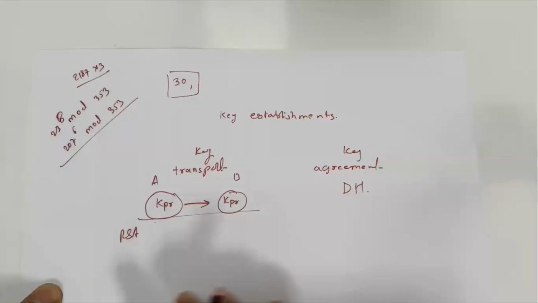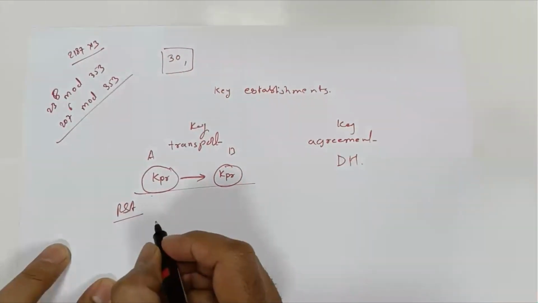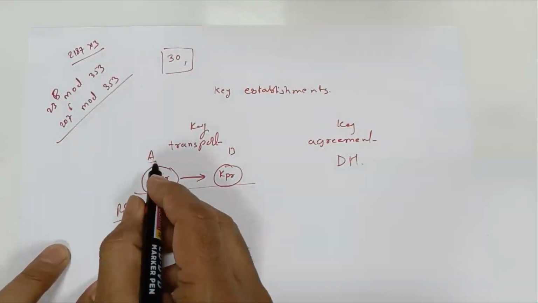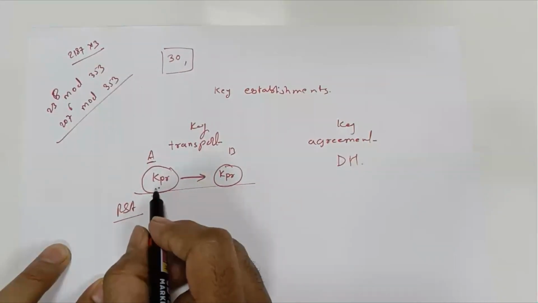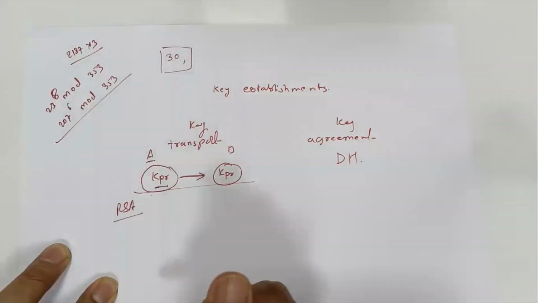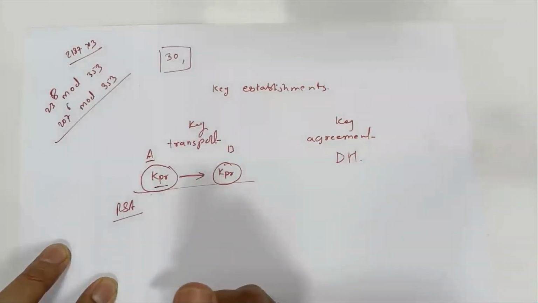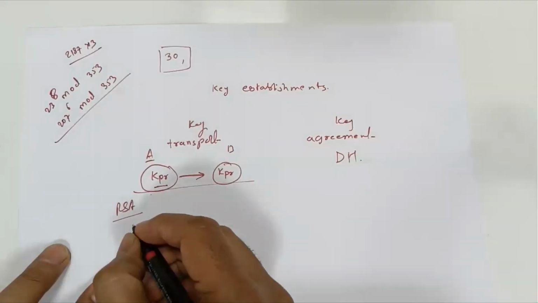Okay, sir. So if you are using, let's say, RSA, and A wants to send this KPR, what does A have to do? If you're using RSA, then the key size will be given, and then you encrypt it according to the key size.